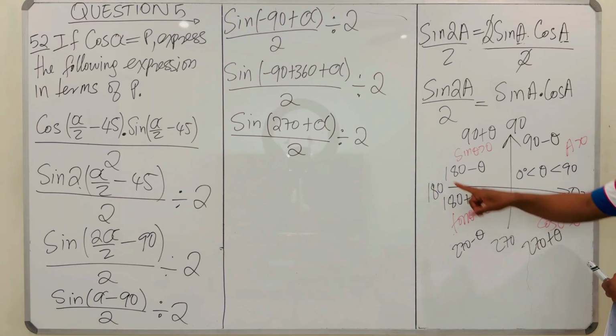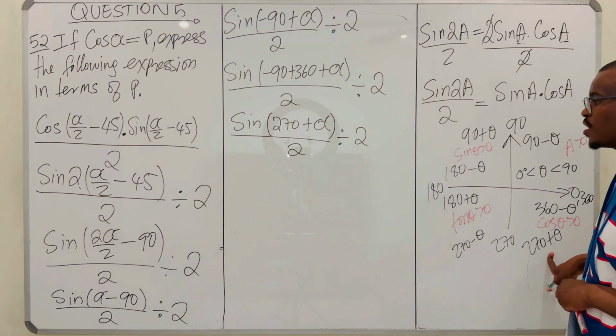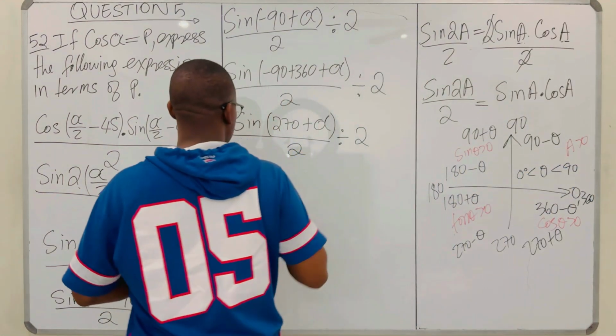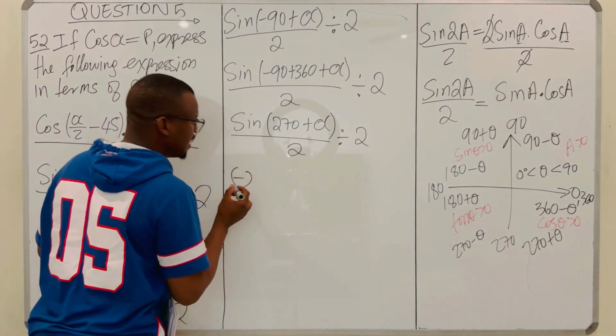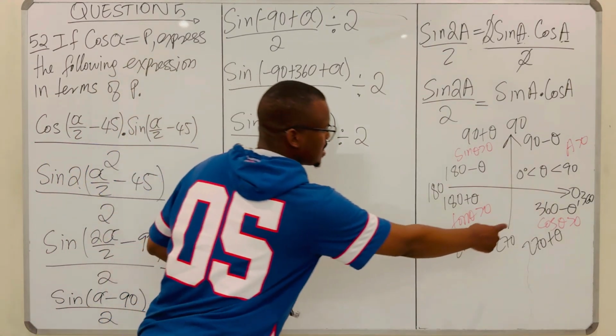Because if you add theta, an acute angle, on 270, it will fall here. So in that case, where is 270 plus? It's on the fourth quadrant. What sign is the trig ratio here? The trig ratio is negative, right? And what you need to remember now, this trig ratio is negative on that quadrant.